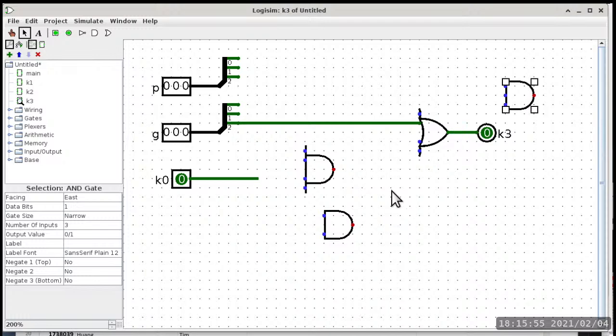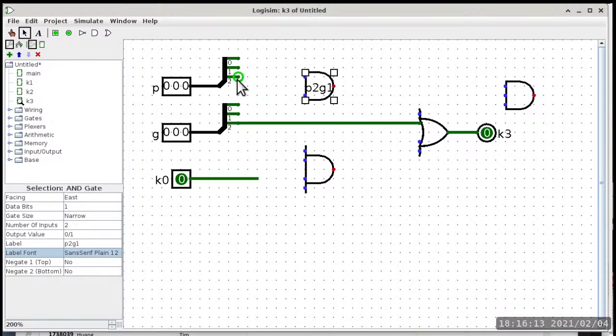Now, if you are like me, who cannot really remember anything, you can always label the gate so that it tells you what it needs to do. So P2G1 can be the name of the gate itself, so this way you don't have to remember what is supposed to be connected to that thing. Okay, so we have P2, and then we have to take G1 to connect to it. Okay, oops. There we go.